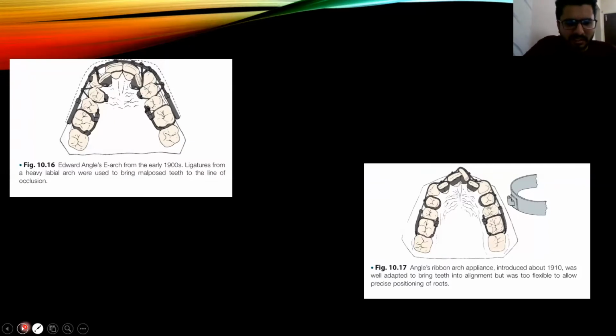Now these are just image based questions. Your father of modern orthodontics gave this E arch or expansion arch. There was one expanded metal tube here. Then they tied some strings to the tooth. They attached so that everything gets pulled outside and gets aligned. Angle believed in expansion. Angle was a non-extractionist.